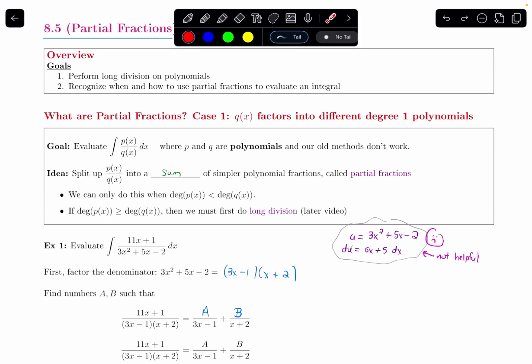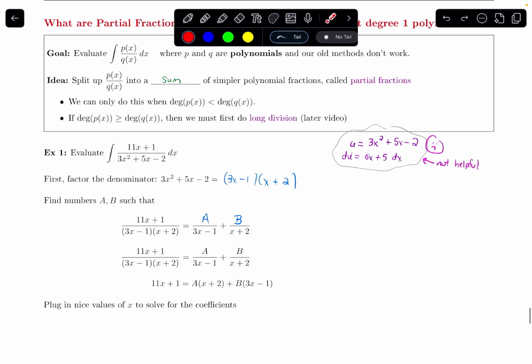Okay, so how can I solve for A and B? Well, one thing I can do is I can take this equation and multiply both sides by the whole denominator that I see, 3x minus 1 times x plus 2. So if I do that on the left, I also got to multiply by that on the right, by 3x minus 1 times x plus 2. On the left side, this will cancel away each of the factors in the denominator to give me 11x plus 1.